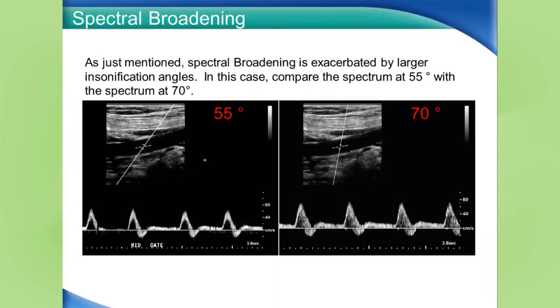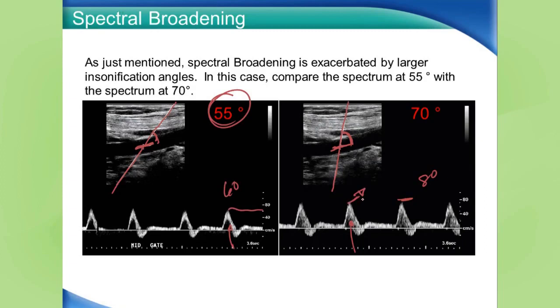Here we have two cases where nothing was changed other than the Doppler steering angle. Let's start on this side. Here we can see the Doppler angle is 70 degrees. Notice the loss of the spectral window here, and the peak velocity is read to be about 80 centimeters per second. Now, by changing the steering, I was able to make the Doppler angle smaller. The Doppler angle is now 55 degrees. We now see the spectral window. We don't have that broadening. And we see the peak is around 60. The other was artifactually spread, increased.